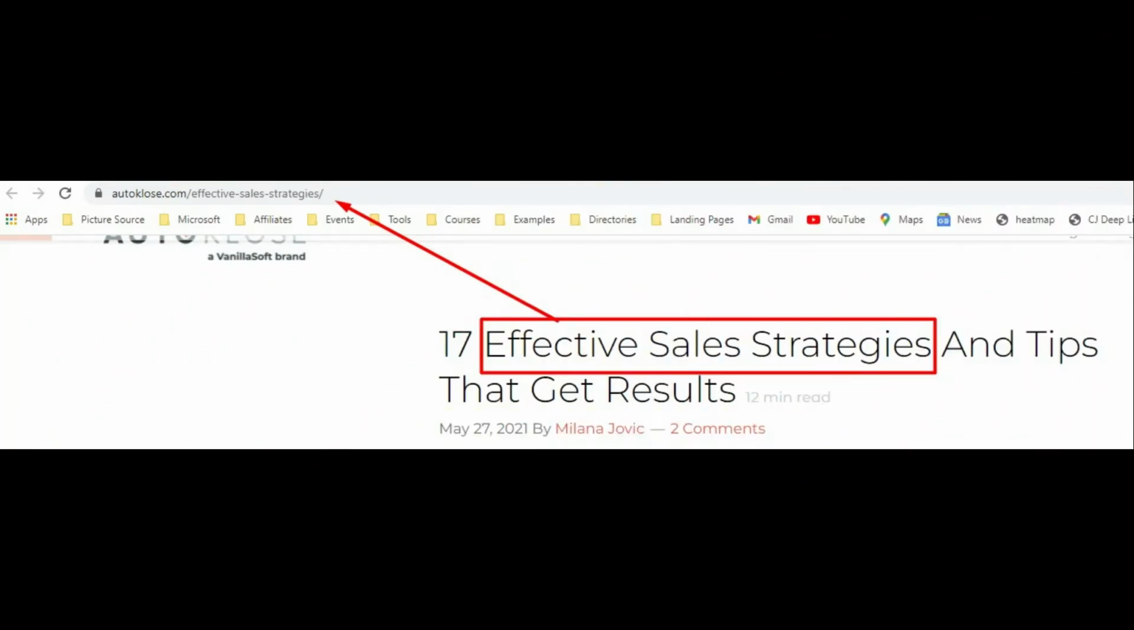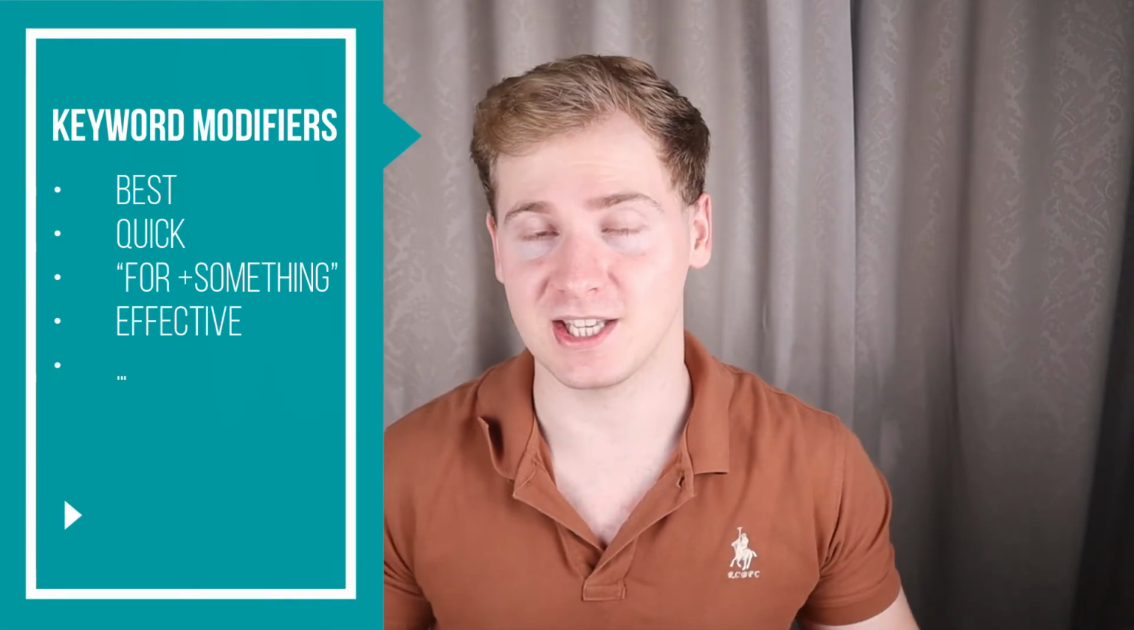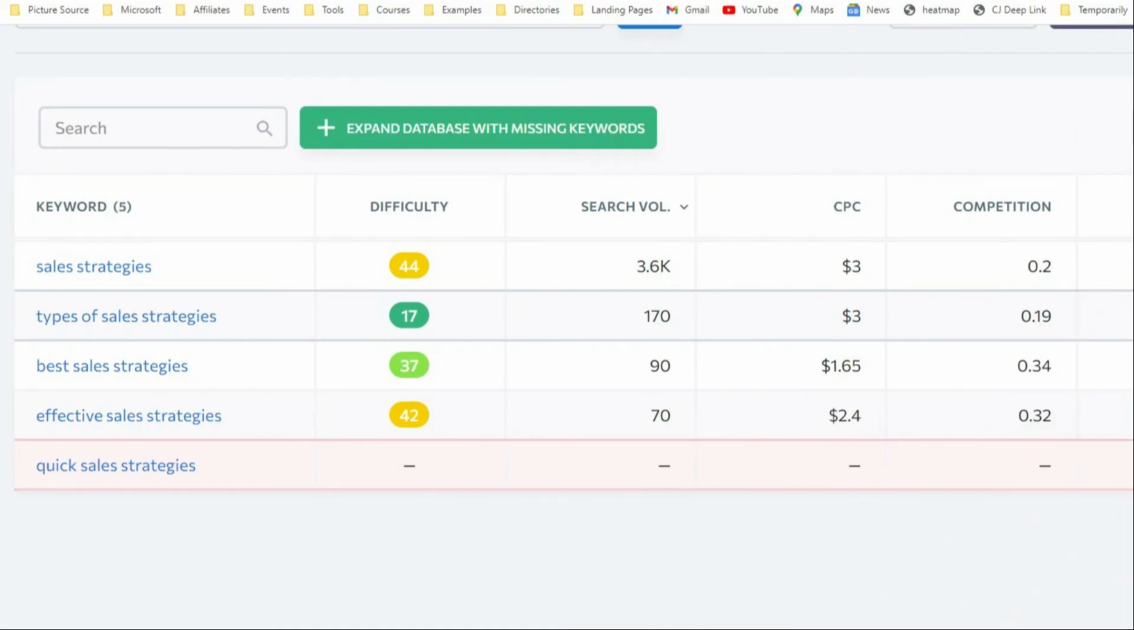For example, as you can see on this web page, they are targeting the main keyword SEO strategies. However, the word effective is considered a keyword modifier, and in the URL it's redundant and can limit your reach. Because most of the users will be searching for the keyword sales strategies and add their own keyword modifier like best, quick, for something, effective, and etc. And this can limit your reach. For example, Google can think your goal is to rank for the keyword effective sales strategies, while the keyword sales strategies is not as important for you, which has a way smaller search volume.